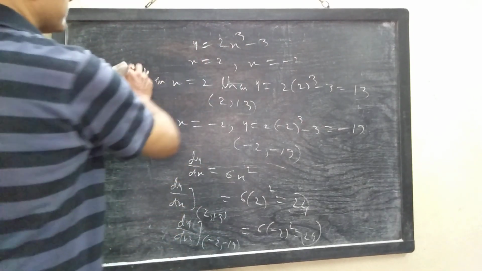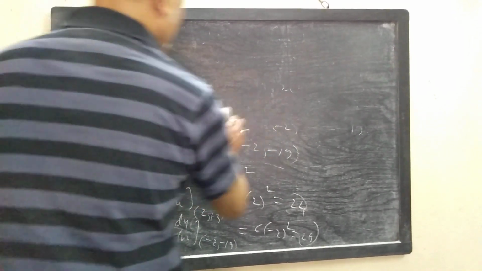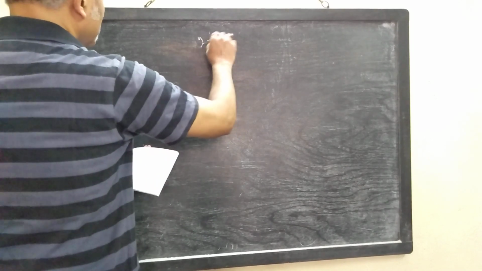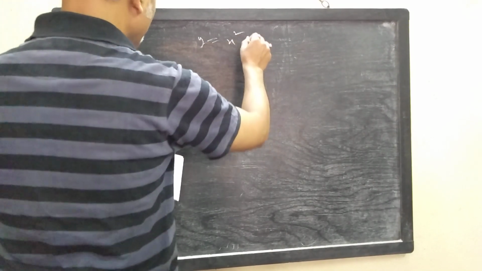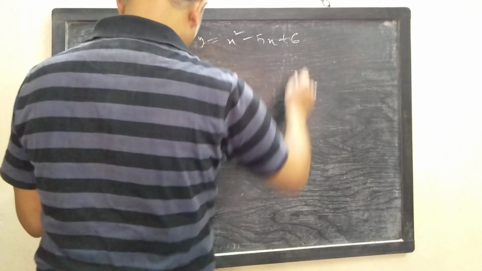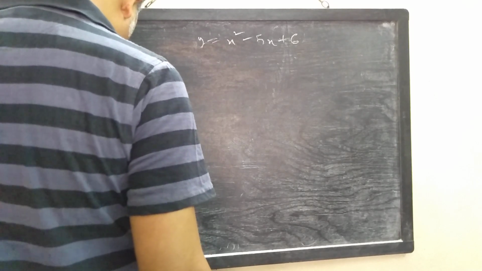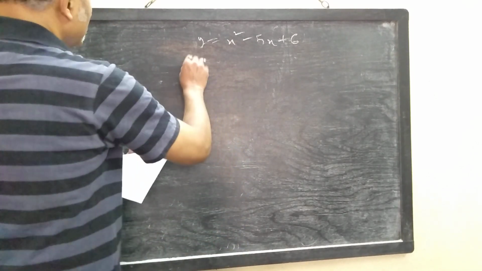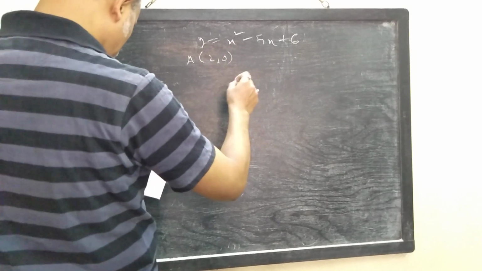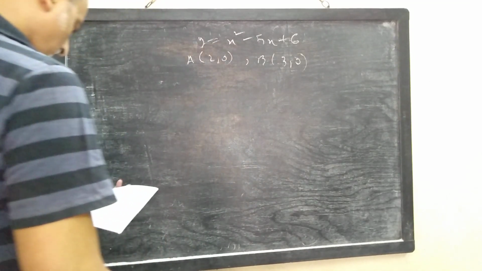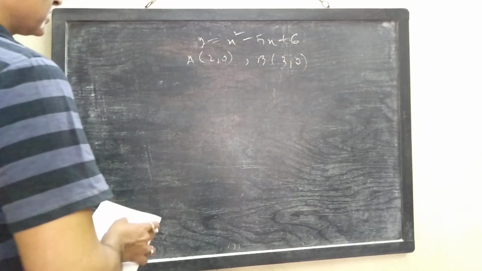Next, the equation of the given curve is y equals x² minus 5x plus 6, and you are asked to show that the tangents to the curve at the points, say A (2, 0) and B (3, 0), are at right angles.